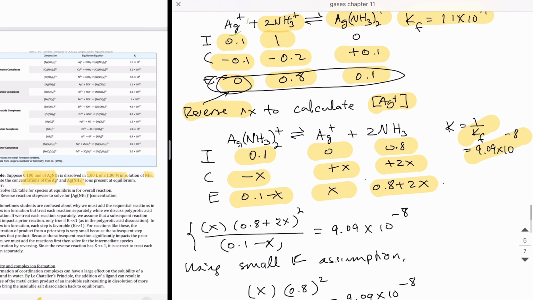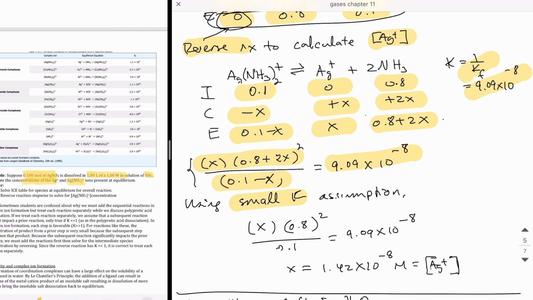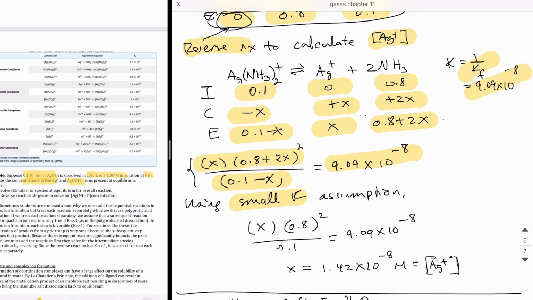We set those equilibrium concentrations into this expression, right? x(0.8 + 2x) squared over (0.1 minus x) equals the K value of that reverse reaction, which is a small K. We can then use our small K approximation here to help simplify some of these calculations. So this can go away, that can go away. The expression then becomes just this: x times 0.8 squared divided by 0.1 equals the K value. And if you solve, you end up getting 1.42 times 10 to the minus 8. That's the silver ion concentration.